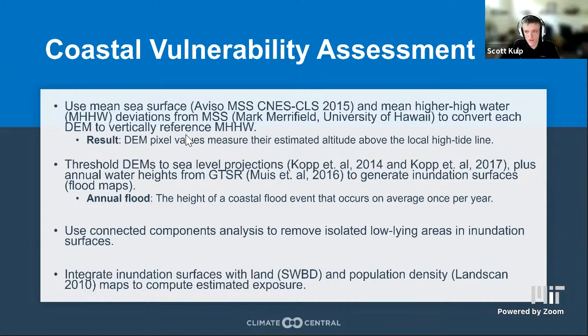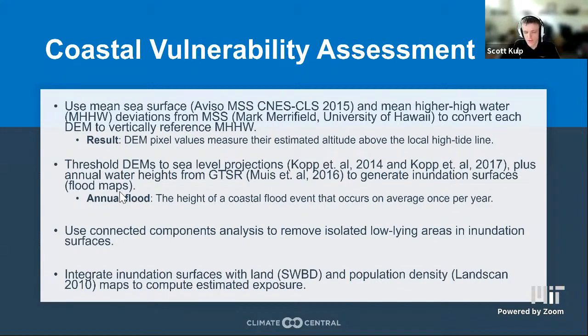of the elevation models to reference the high tide line. So the pixel values measure the altitude above the local high tide line. And then we can threshold the elevations to the sea level rise projections and also the annual flood heights to generate the inundation surface flood maps.